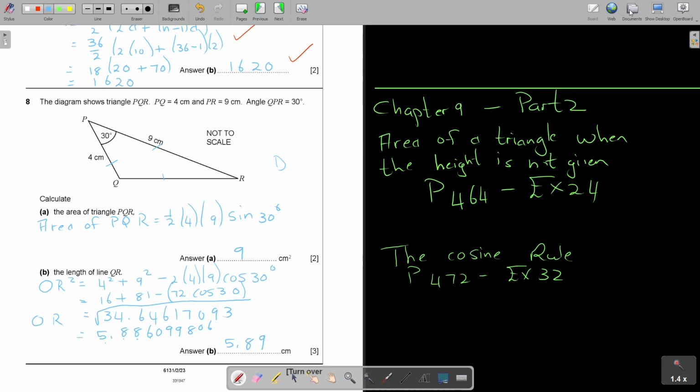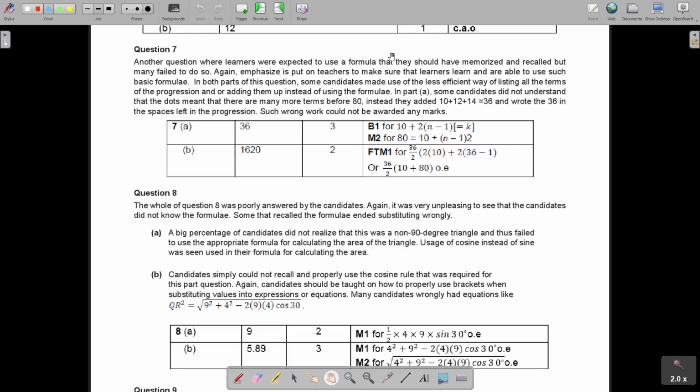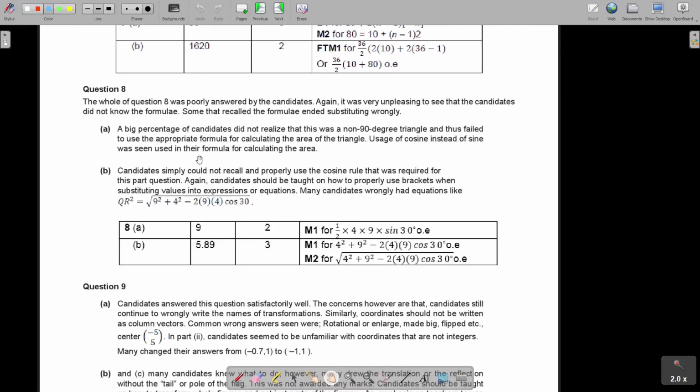Okay, let's go to the exam report. If I look at the exam report there, that's question number 8. The whole question was poorly answered by candidates, and really trigonometry is like a recipe. Just work through it and practice it. Again, it was very unpleasing to see that candidates did not know the formula. Some that recalled the formula ended up substituting wrongly. A big percentage of candidates did not realize that this was a non-90-degree triangle and thus failed to use the appropriate formula for calculating the area of a triangle.